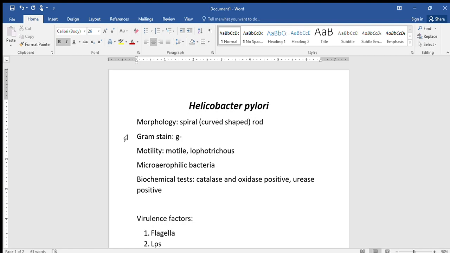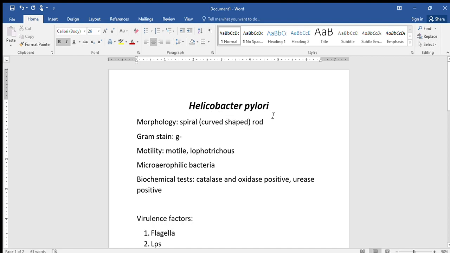Today we are going to talk about the most common bacteria, Helicobacter pylori. You can see I have written Helicobacter pylori in italic form, because whenever you write this, the genus and the species, you have to underline. Okay, this is the genus you have to underline here, and pylori.